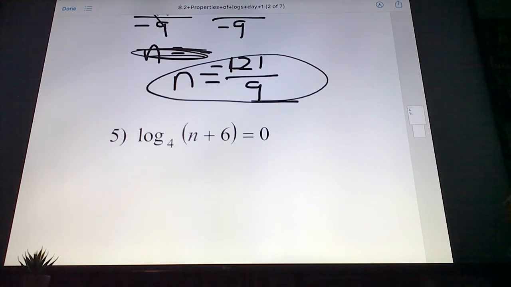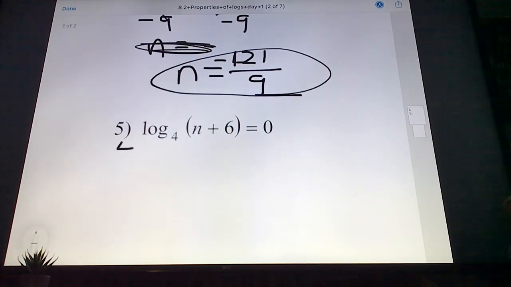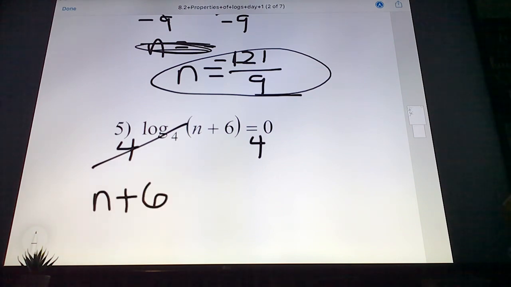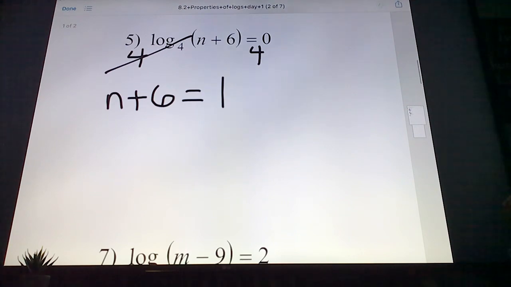5. What is our number that is next to the log? Our number is a 4, so you're going to raise it to the 4 power on both sides. So this is going to cancel. So we got n plus 6 equals, well, what is 4 to the 0 power? If you don't know this, hopefully you do, but some of you I know don't. Anything raised to the 0 power is 1. It doesn't matter if it's x to the 0 power, 1 million, abcd plus xyz plus 4ab plus 1 million to the 0 power, it is going to be 1.